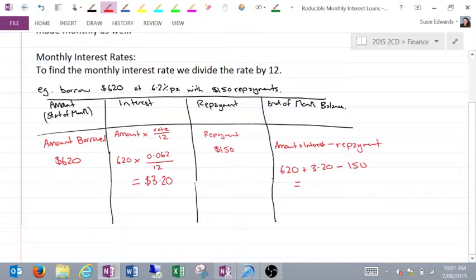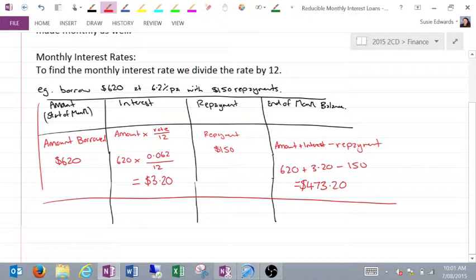Oh, I forgot to put the 20 in. 620 plus $3.20, take 150. Alright, I got it now. Can everyone see how we got that line? Yes? Because that's the important bit. We need to be able to do that line for every single month.